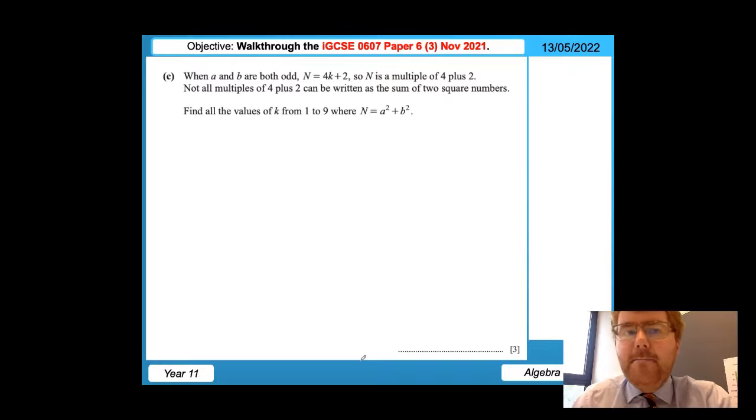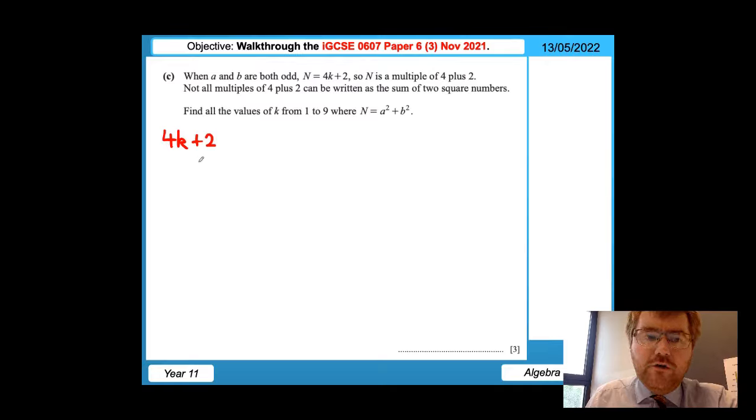Now, when a and b are both odd, n is equal to 4k plus 2, so we just established that. Not all multiples of 4 plus 2 can be written as the sum of square numbers. And we want to find all the values of k from 1 to 9, where n is equal to a squared plus b squared. So this is all about structuring and making sure you're happy with exactly what we're looking for. So let me take 4k plus 2, and let's work out all the different values of k from 1 to 9.